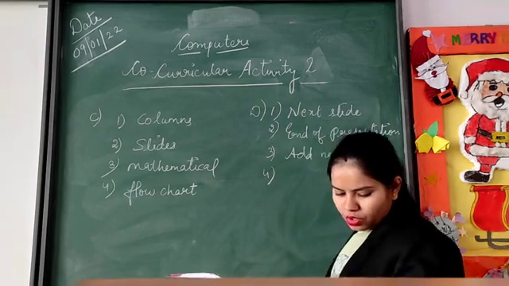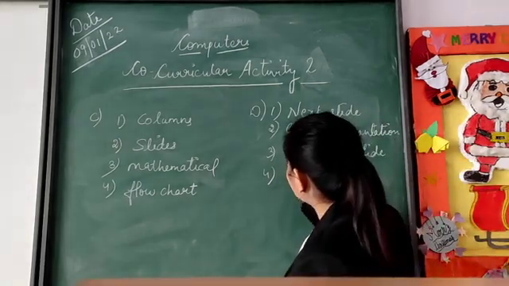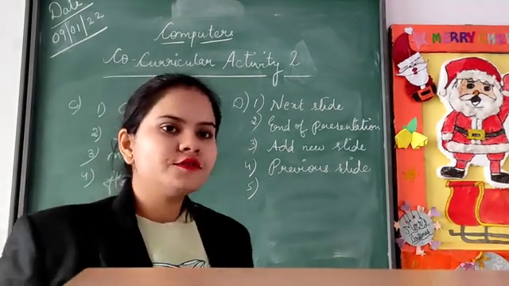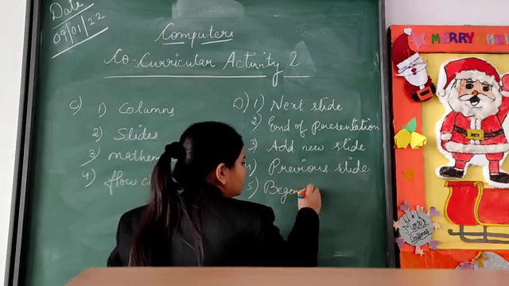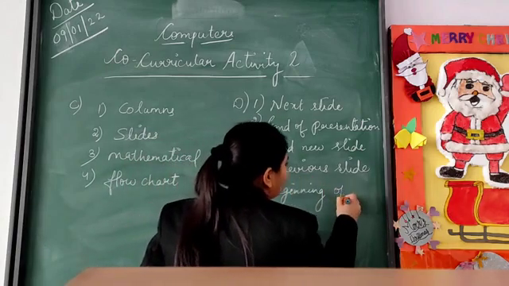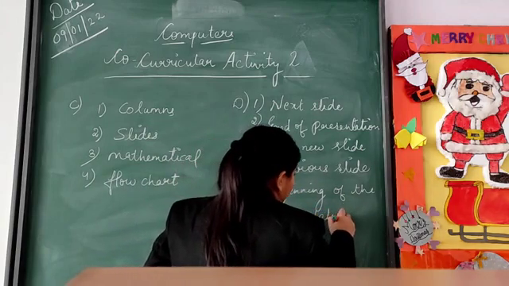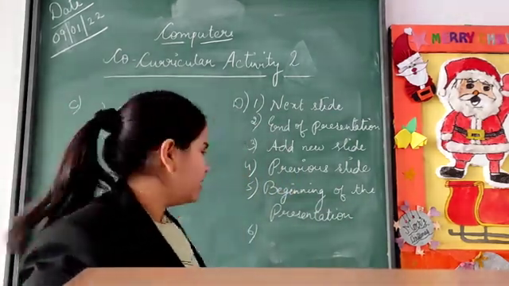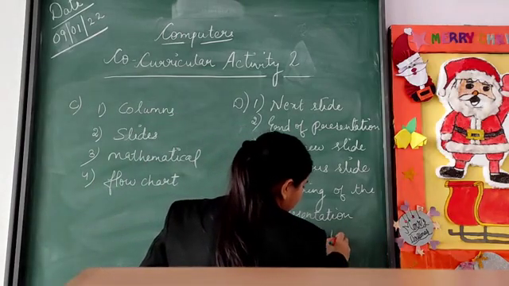Number 4, page up. Page up means moving towards the previous slide. The next part is control plus move. The function of the shortcut key is beginning of the presentation. Next one is F5. Function is start slide show.